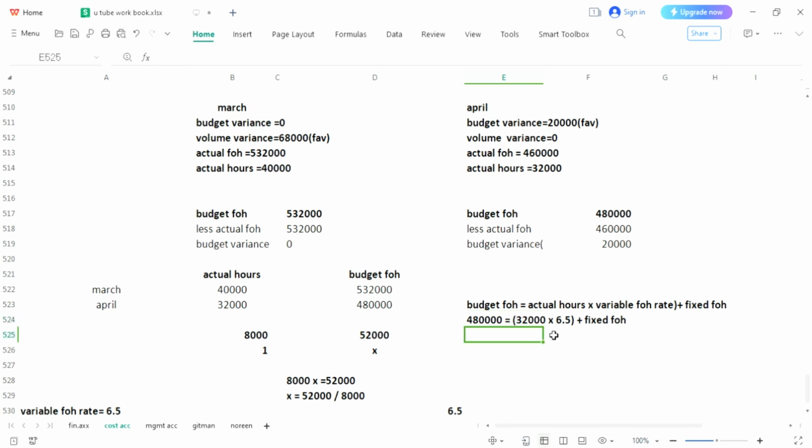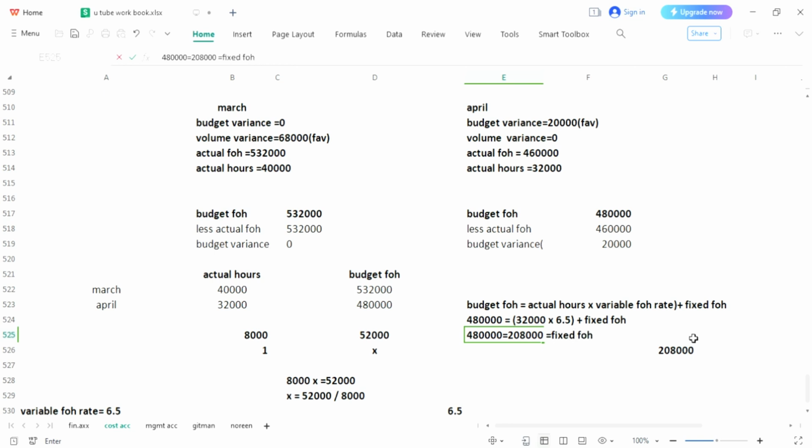Okay, now what you can do is 32,000 multiplied by 6.5. Put over here 32,000 multiplied by 6.5, since you need to calculate it. We have got the answer 2,08,000. What is on the left side of is equal to, 4,80,000, is equal to the answer of this 32,000 multiplied by 6.5, which is 208,000, and we need to add fixed FH.